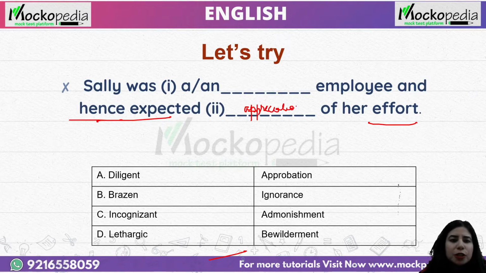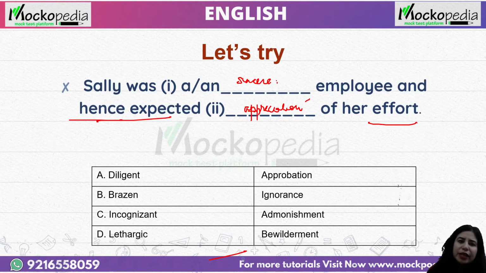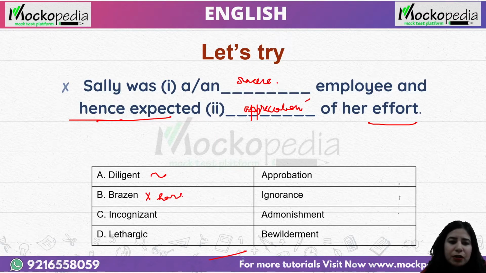So when will an employee expect appreciation? When he is sincere, right? So we have sincere and appreciation as our predicted words. Since the chain could be completed, we can start with the elimination process, right? So if we start with the first blank, diligent matches with sincere, we can keep this. Brazen is harsh. Incognizant is something which is not clear or difficult to understand. Lethargic is lazy. So the only blank that fits in would be A.